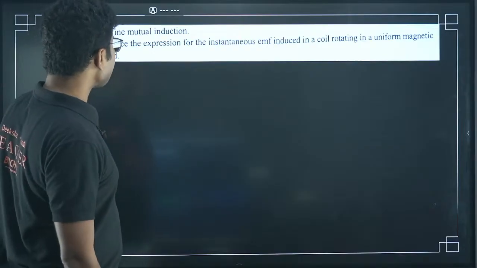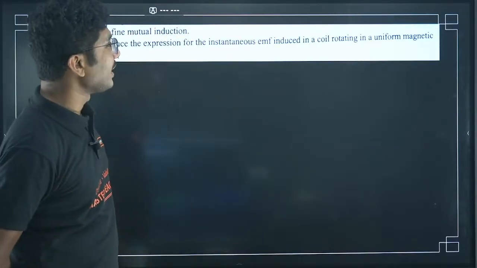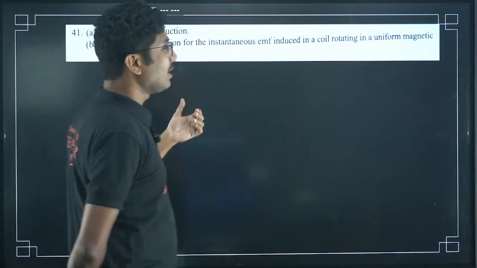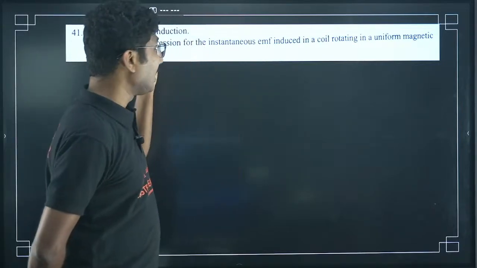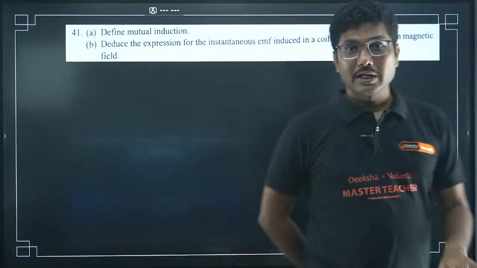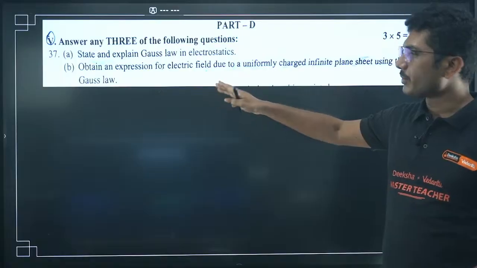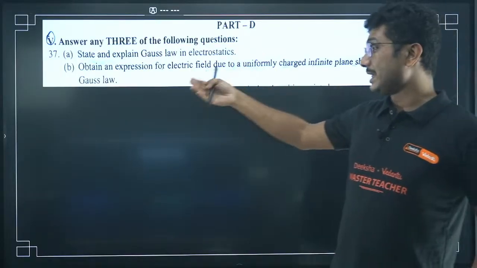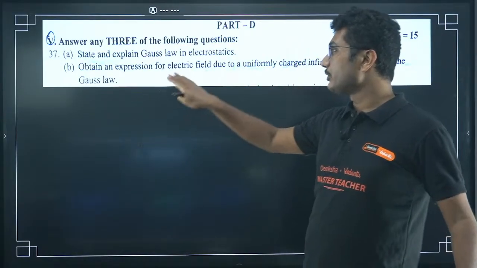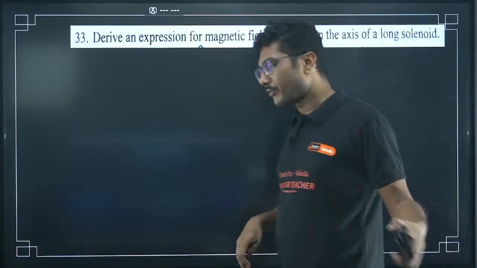Define mutual inductance. Deduce the expression for instantaneous EMF induced in a coil rotating in a uniform magnetic field. So this is the AC generator question, that also I have discussed and I have given the answer, right? Most of the questions are common except a few. For example, this is one of the major questions which generally does not come in previous year papers. So this was given in the midterm, and in the midterm question paper you will expect some questions which are not common.